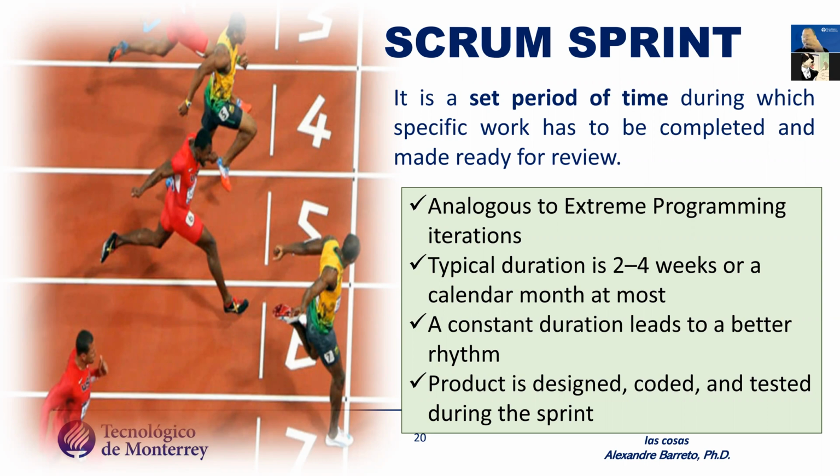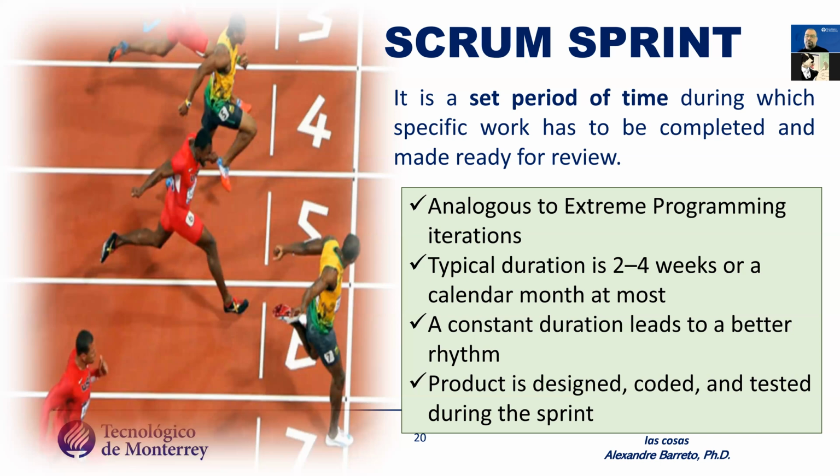So the sprint is a set period of time during which specific work has to be completed and made ready for review. Again, it's analogous to iterations in programming. It's the same thing. The typical duration is 2 or 4 weeks. In our course, I don't know any place that uses more or less than 2 weeks. Fifteen days is the time that people usually use.